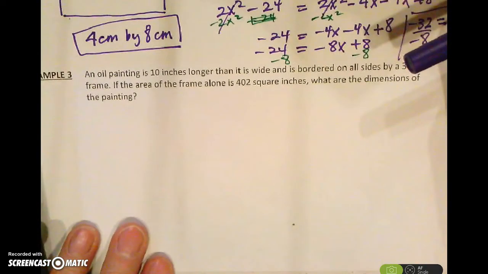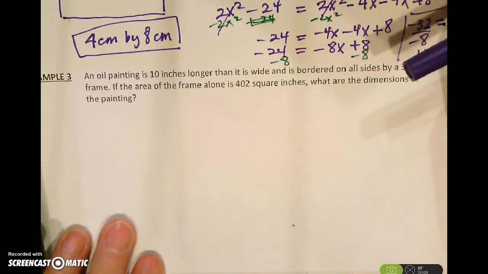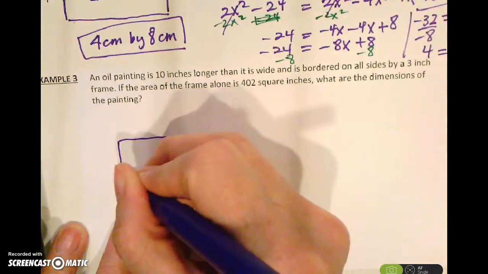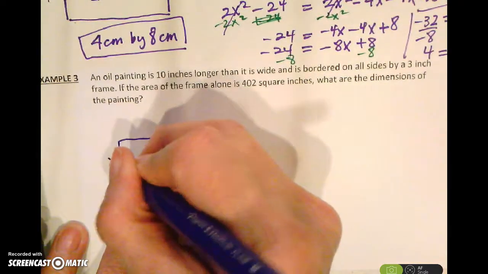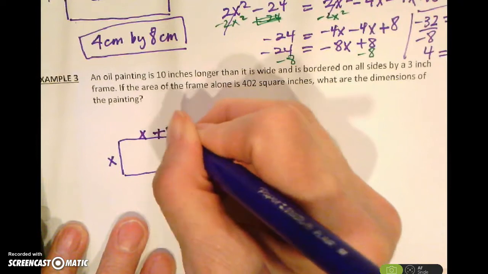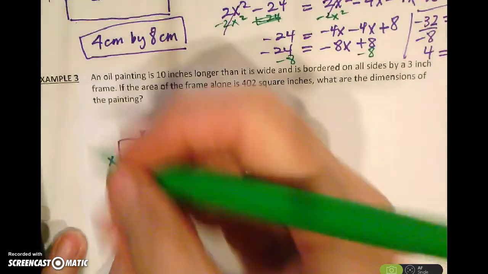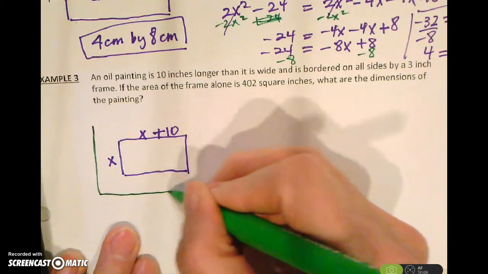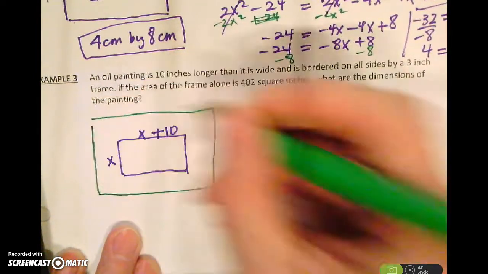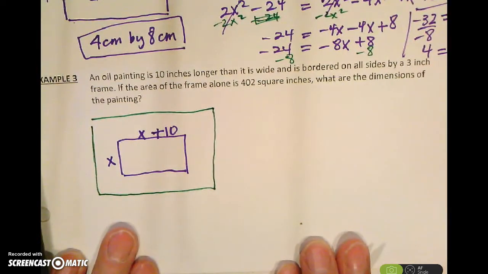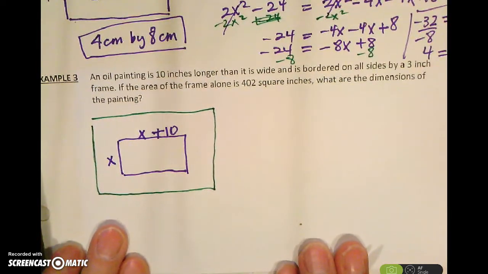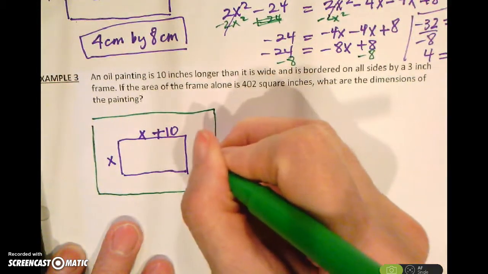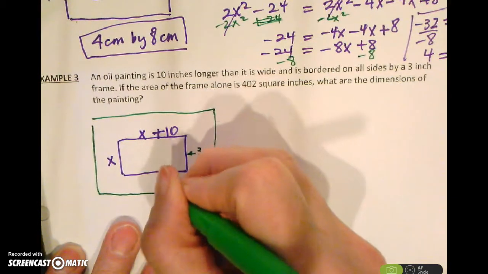Example 3, we have an oil painting that's 10 inches longer than it is wide. So I'll draw a painting here, which is 10 inches longer than it is wide, so x and x plus 10. And then our lovely painting is going to have a beautiful large frame around it. So I'm going to draw a frame around it, and it's going to be a 3-inch wide frame. So it's going to be 3 from here to here, same thing, 3 from here to here.